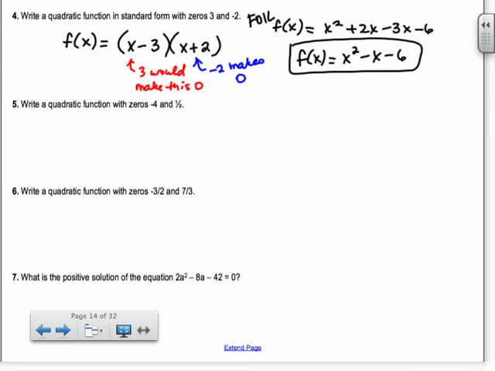Okay, so number 5. Write a quadratic function with zeros negative 4 and 1/2. So that means our function, if I want negative 4, I'm going to have x plus 4. If I want 1/2, I'm going to have x minus 1/2. Okay, you can multiply that out, but you're going to have fractions. So some of you like to avoid fractions. So remember I said you can put any number here?